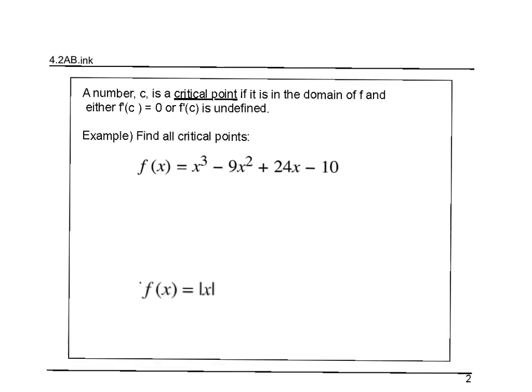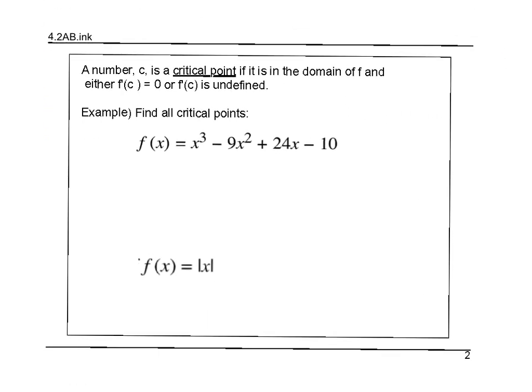Hello, today we're going to look at 4.2 extreme values. So number C is a critical point if it is in the domain of f and either f prime of C is equal to 0 or it is undefined. So both of those things have to be true.